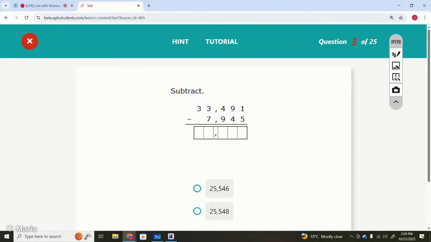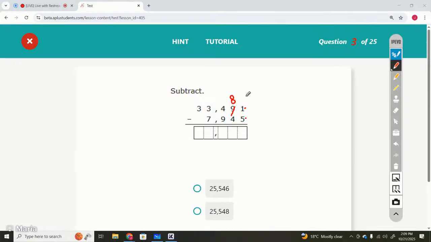33,491 minus 7,409,945. So we need to subtract. We cannot subtract a smaller number out of the greater one. We cannot subtract one out of five, right? Because we cannot subtract a smaller number out of the greater one. So we need to borrow one. Here we have 8 and the borrow makes it 11. 11 take away 5 is 6. 8 take away 4 is 4.